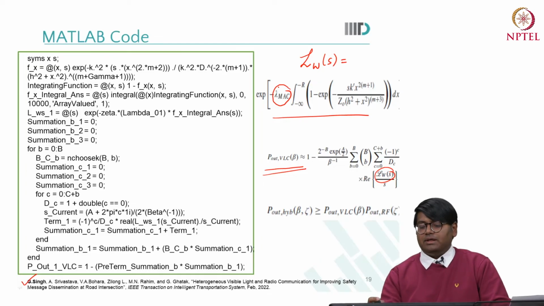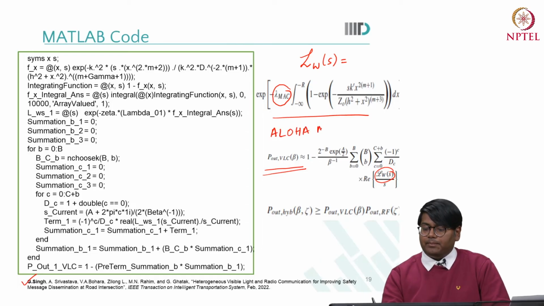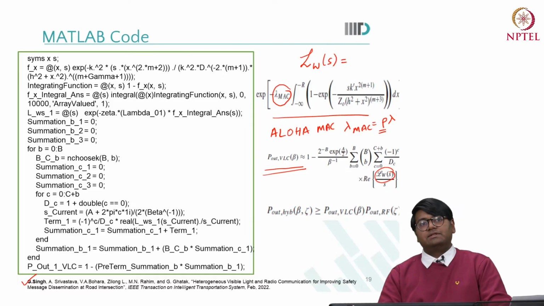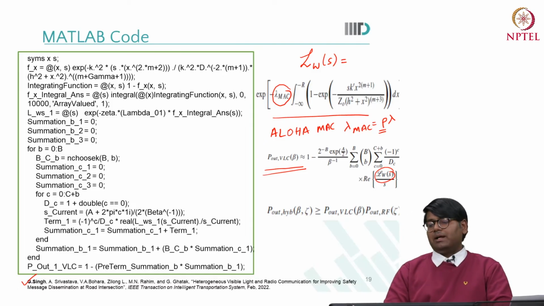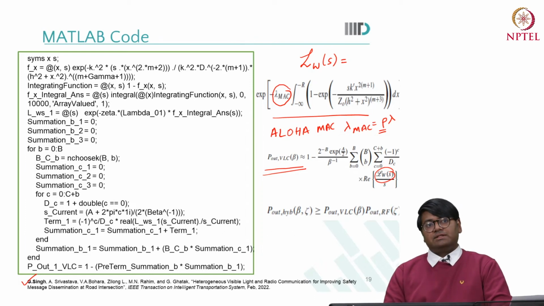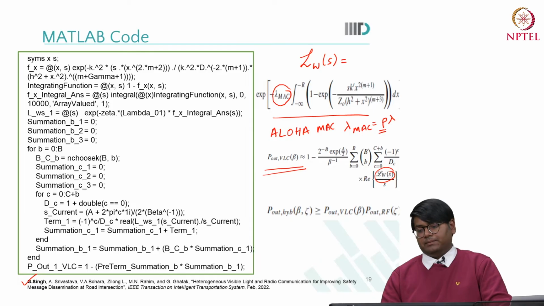Say, for instance, if we employ the Aloha MAC protocol, then this lambda MAC is nothing but the product of the access probability, which is given by rho, and lambda, which is our vehicular density. The access probability rho is the probability during which a vehicle accesses the channel. Most of the time your channel is idle. So it is the probability that a particular interfering vehicle accesses the channel, and that is what we define by the parameter called access probability rho.